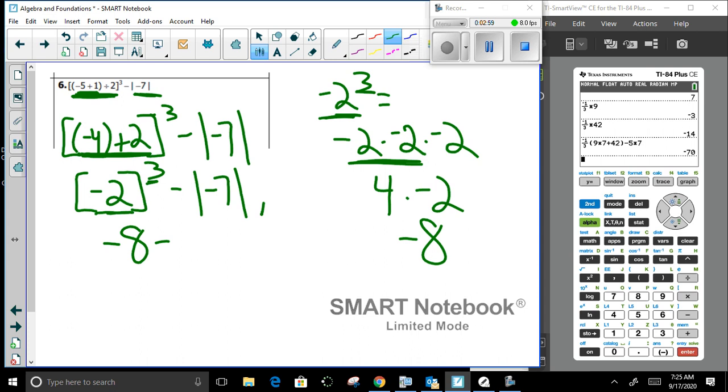The absolute value of -7, how far away is -7 from 0 on a number line? And it would be +7. Remember, distance is always positive. So -8 minus 7 is -15.